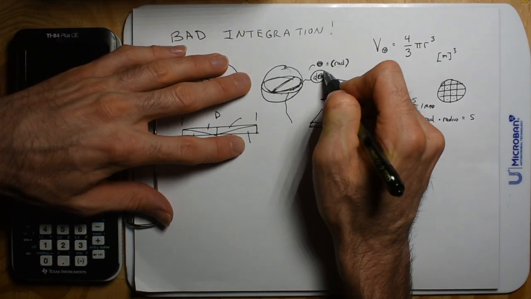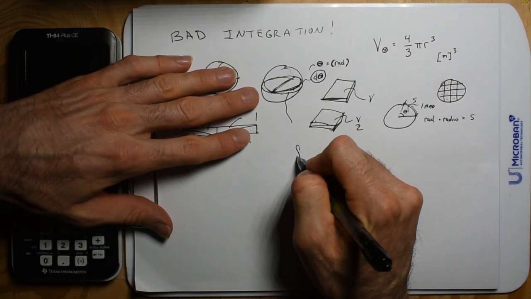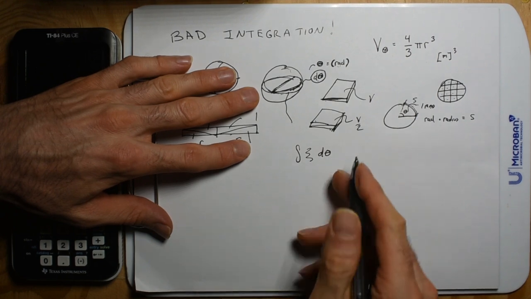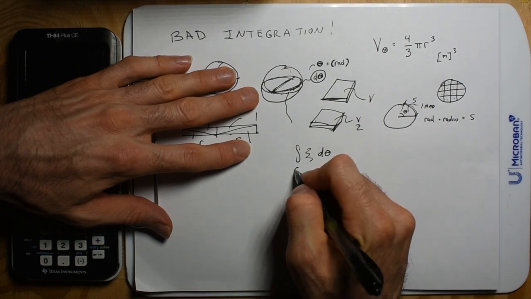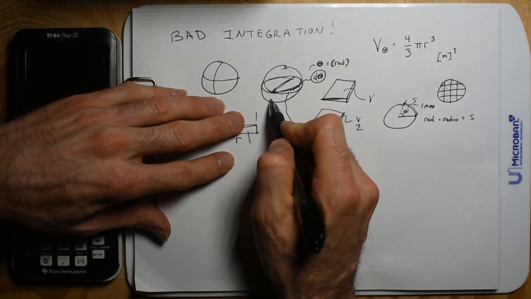No, I think I just did d theta. I at least know enough about integration that if I get an integration of d theta, then all I have to do is integrate from 0 to 2 pi. Sweep all the way around.